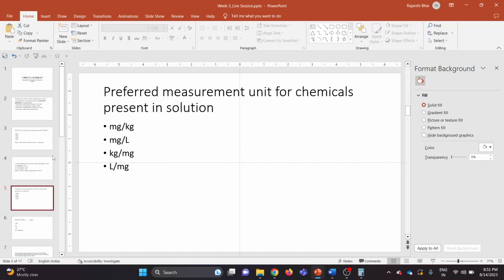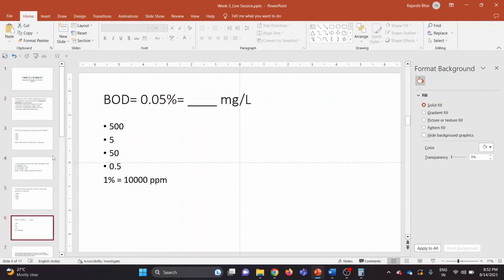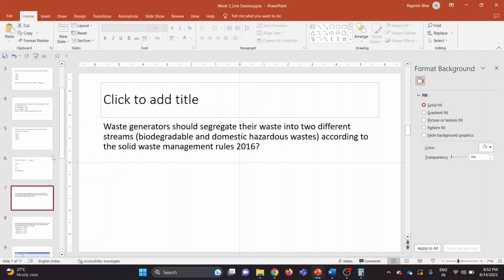Then the preferred measurement unit for chemicals present in solution, very obviously, we measure in milligram per liter or ppm. Then if the BOD of a sample is 0.05%, what will be its BOD in milligram per liter? So 1% is equivalent to 10,000 ppm. Based on that, you can work out what 0.05% will be.